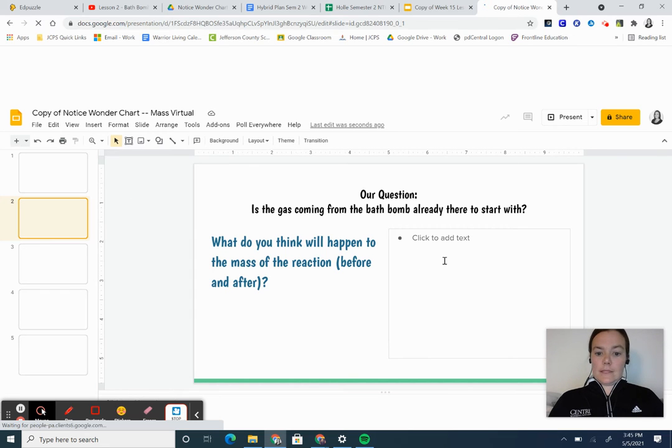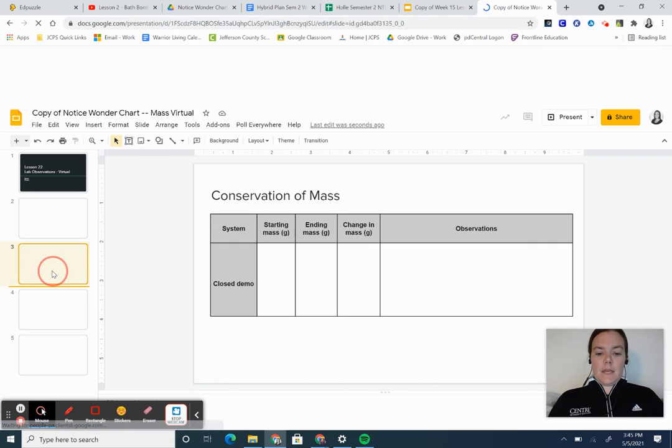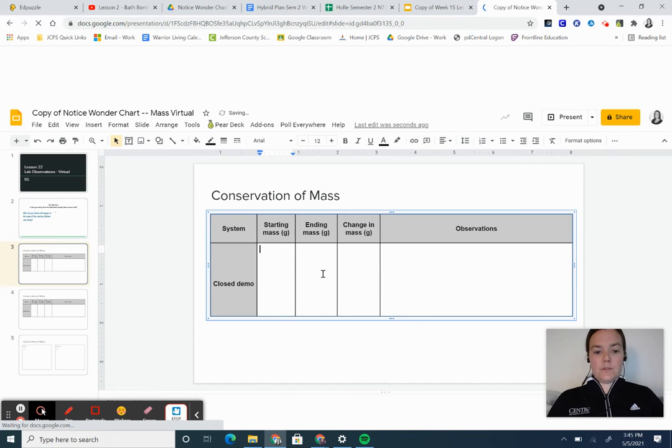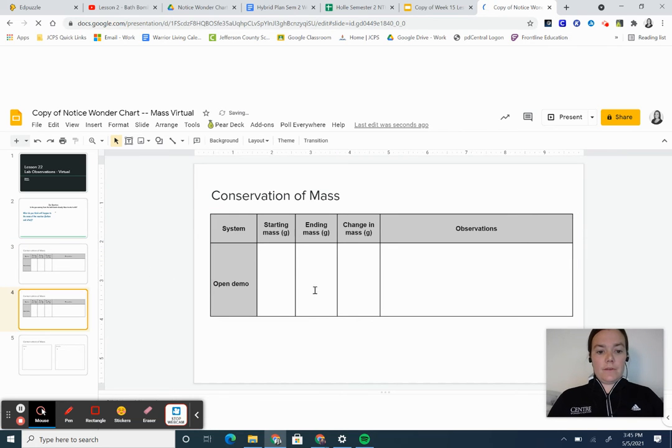So again, what do you think is going to happen? What is the mass going to be before and after? And then we have our closed demo, which is the first part of the video. You'll record the starting mass and the ending mass she tells you. And then for the open demo, you'll use the exact same starting mass as you did for this one over here, but you'll get your ending mass after she opens up the reaction, okay?